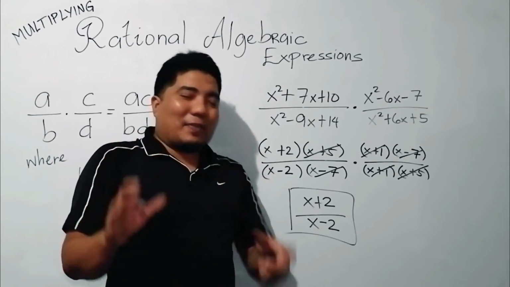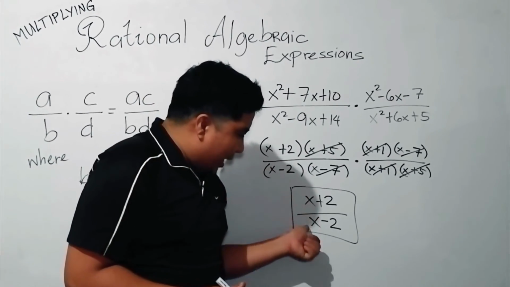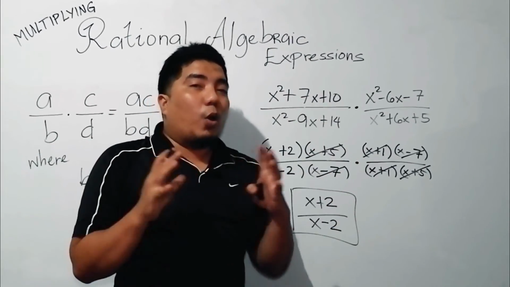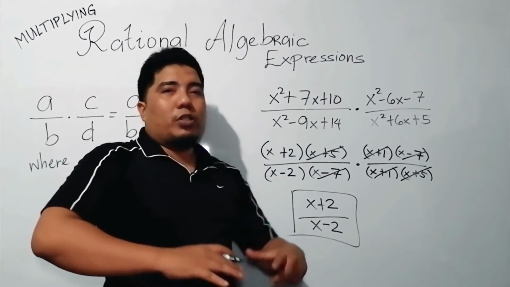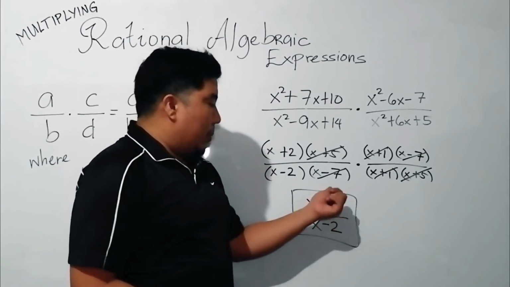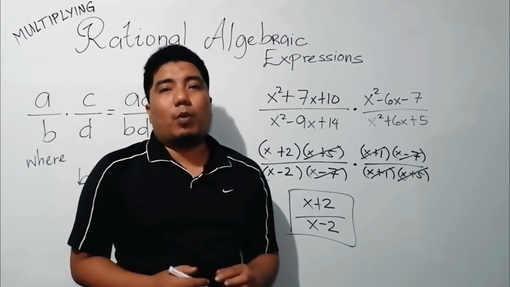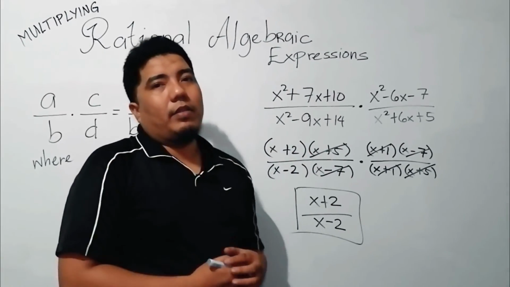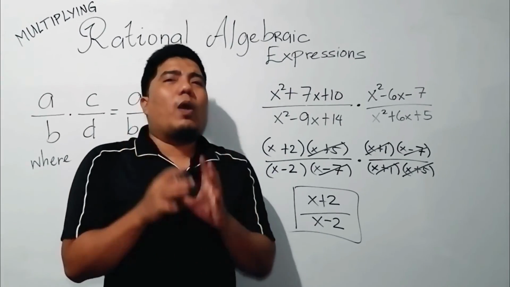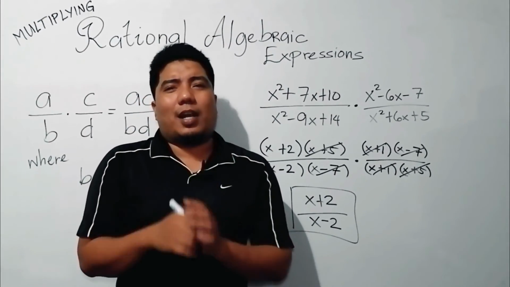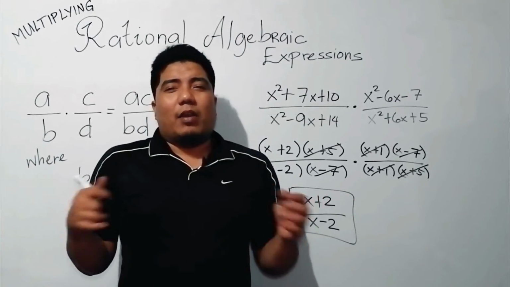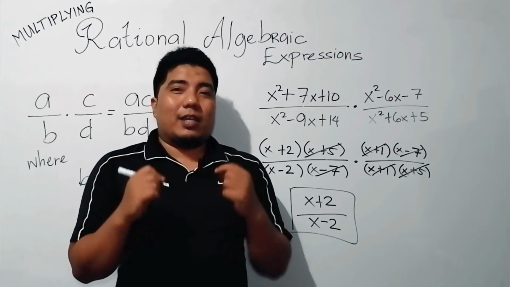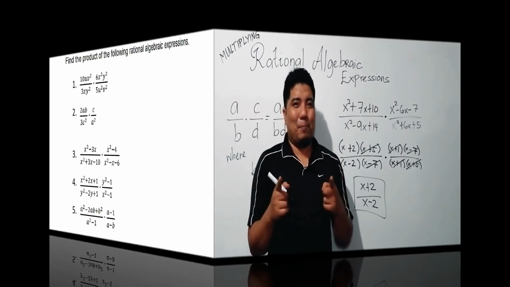Now, let me just emphasize that you cannot cancel the x here or even the 2 here because this is considered as a whole binomial and this is also considered as a whole binomial. This can only be canceled if they are both positive or they are both plus sign here or they are both minus sign there. Okay? So I hope you know how to multiply rational algebraic expressions. And for you to master this competency, now here are some try these exercises.